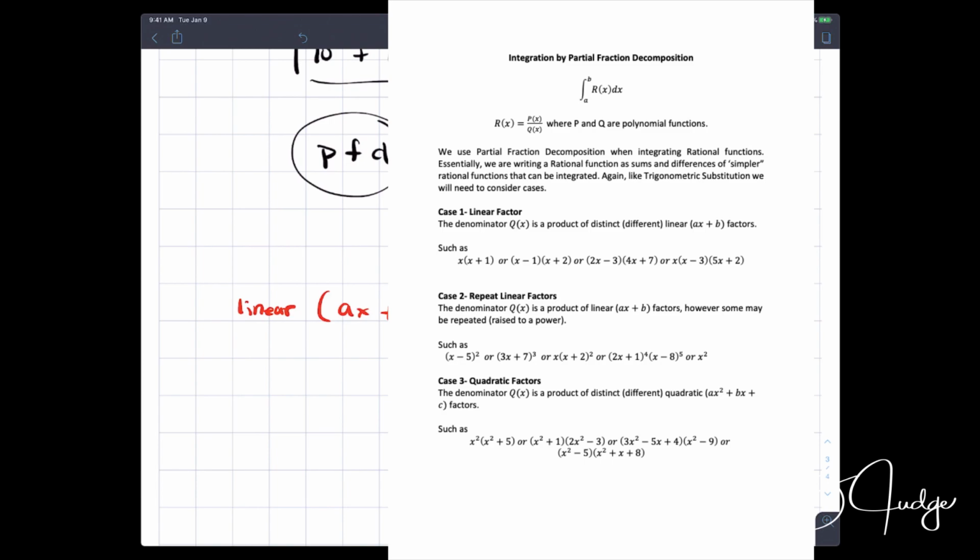So we're going to look at situations where you have distinct, different linear factors. Such as x times x plus 1, or simply x minus 1 times x plus 2, or 2x minus 3 times 4x plus 7, or really x times x minus 3 times 5x plus 2. Those are in your denominator. So we're going to look at an example here of what we call case 1.